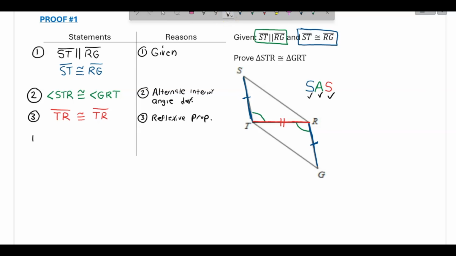Once all three of them have been stated, as they are color-coded on screen, we can now write our triangle congruent statement, that triangle STR is congruent to triangle GRT, and the reason why is what we planned for, and that was side, angle, side.